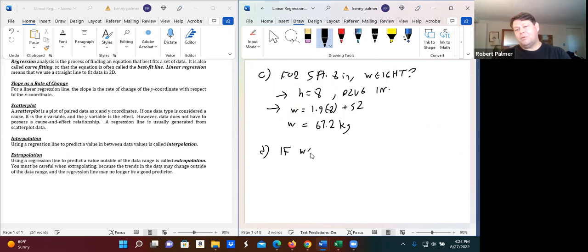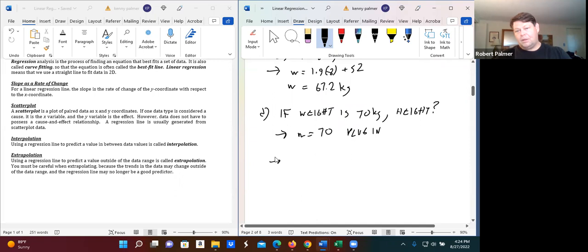So if weight is 70 kilograms, let's put it this way, height with a question mark. Now, once again, look at our model again. This time, instead of knowing H, we know W. So W this time is equal to 70. So we plug this in. W is equal to 70, which is equal to 1.9 H plus 52. And this time we want to solve for H.